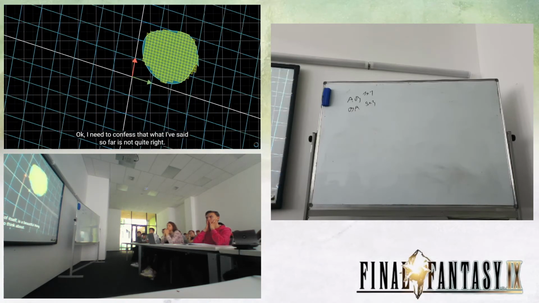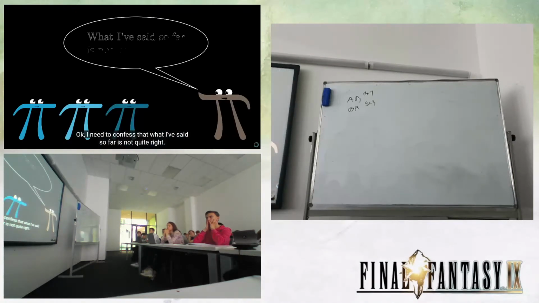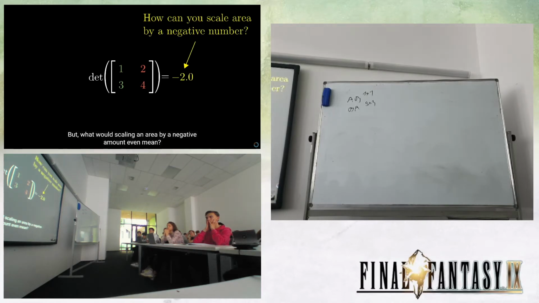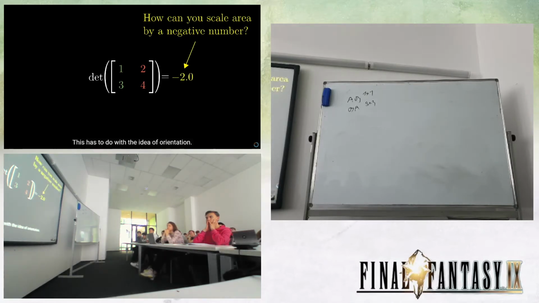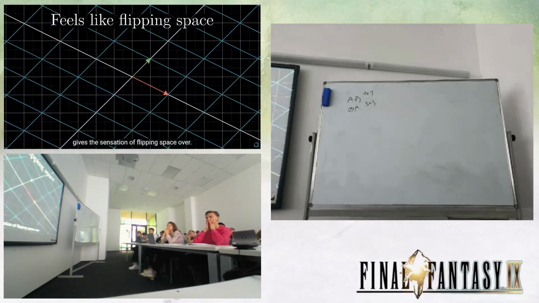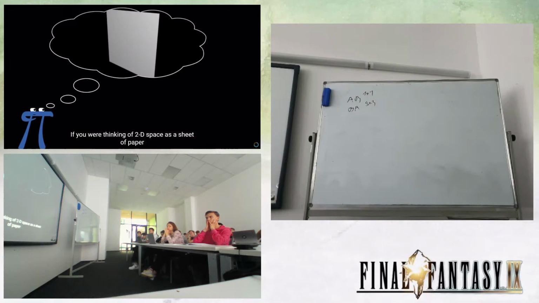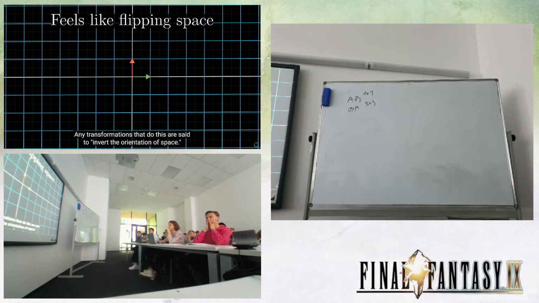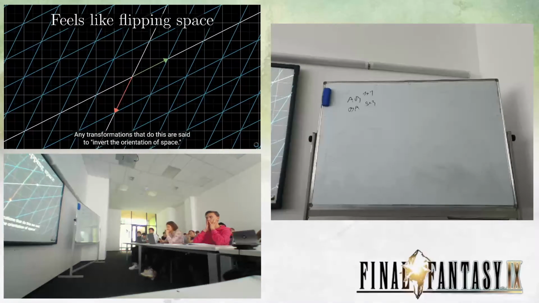Okay, I need to confess that what I've said so far is not quite right. The full concept of the determinant allows for negative values, but what would the idea of scaling an area by a negative amount even mean? This has to do with the idea of orientation. For example, notice how this transformation gives the sensation of flipping space over. If you were thinking of 2D space as a sheet of paper, a transformation like that one seems to turn over that sheet onto the other side. Any transformations that do this are said to invert the orientation of space.